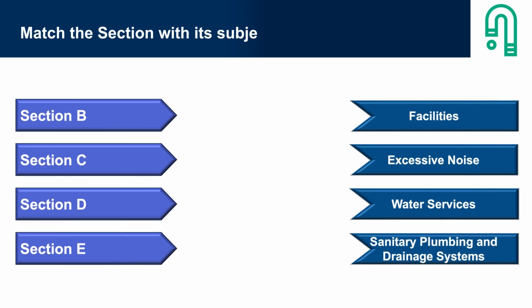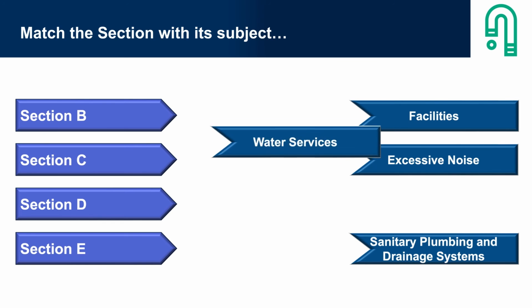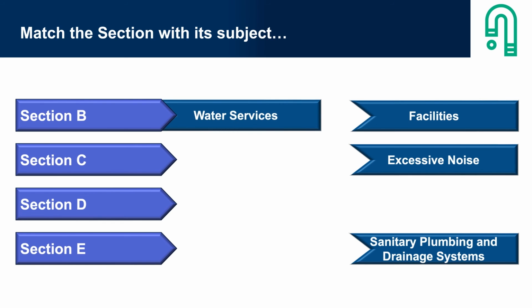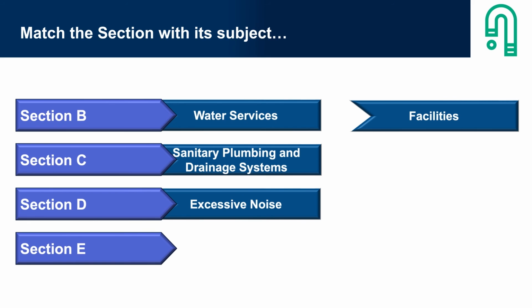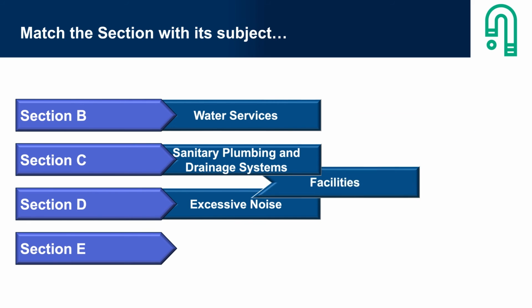Match the section with its subject. Section B equals water services. Section C equals sanitary plumbing and drainage systems. Section D equals excessive noise. Section E equals facilities.